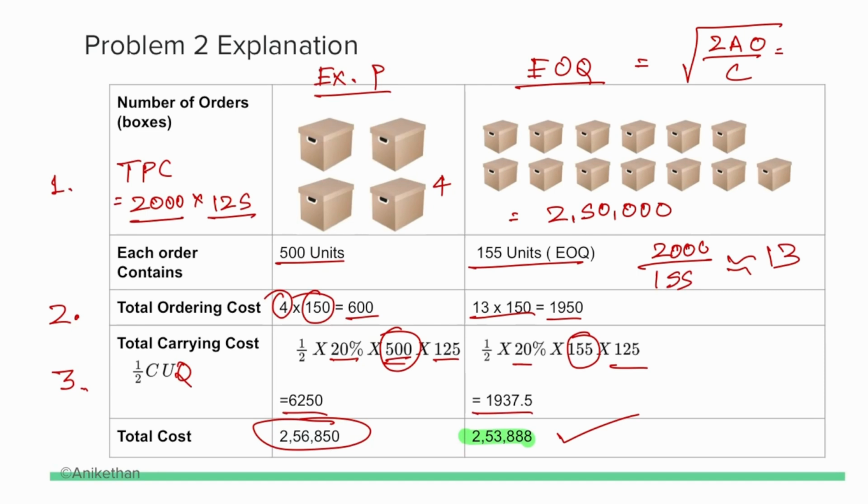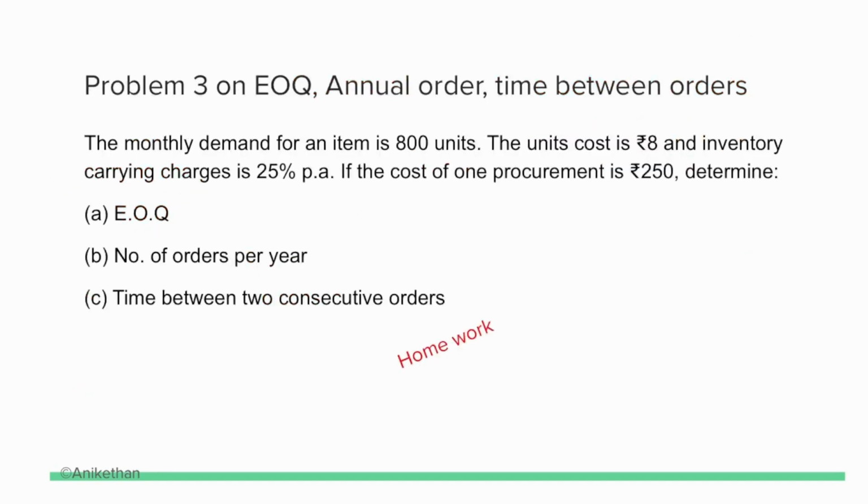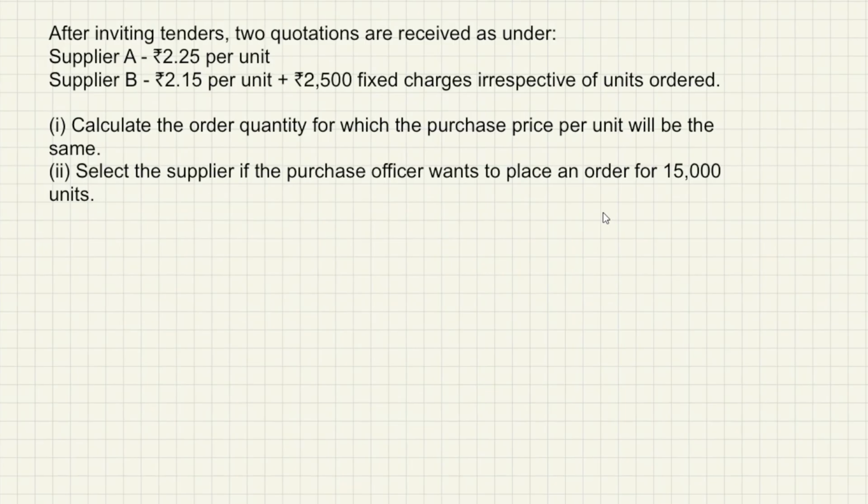Hope you have understood the EOQ question. So take this as a homework, solve it on your own and write the answers in the comment box. Sometimes you can also get problems which are not related to EOQ. This is such a problem. There are two suppliers. One is supplying at 2.25 per unit. Another is supplying at 2.15 plus 2500 fixed charges. In this case, what the question is asking: calculate the order quantity for which purchase price per unit will be the same. Second is select the supplier if the purchase officer wants to place an order of 15,000 units.